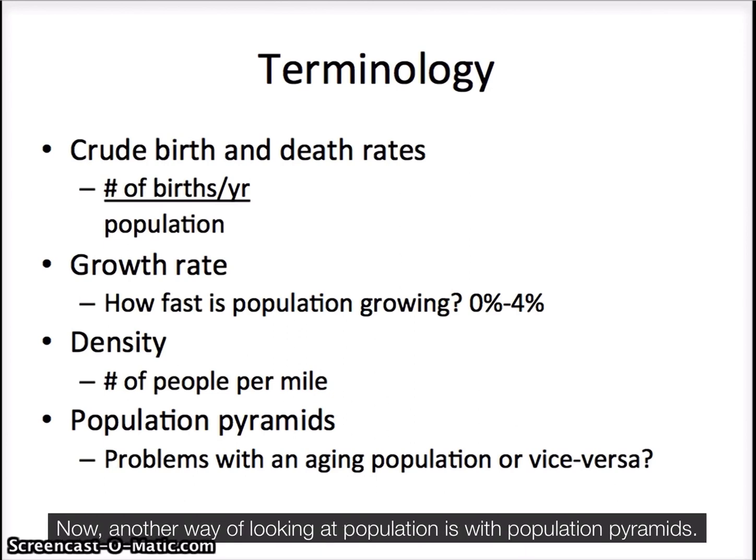Now, another way of looking at population is with population pyramids.